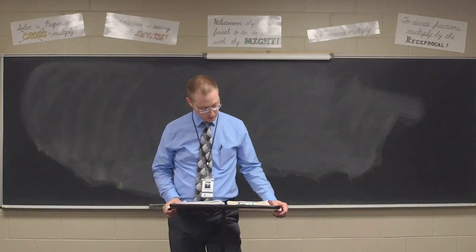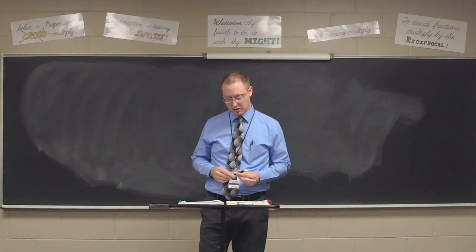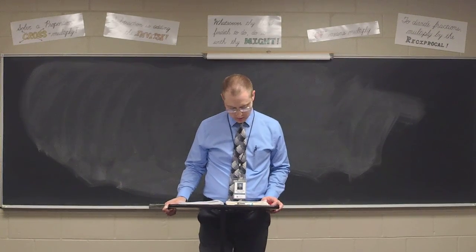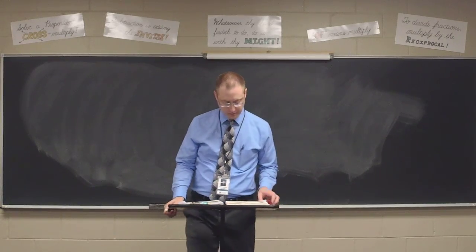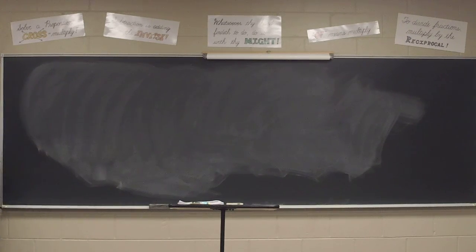The triangle ABC is inscribed in a circle. M is the midpoint of arc AB, and DM intersects AC at B. Prove AB is to BC as AB is to BC. All right. What should we draw first here, Quentin?